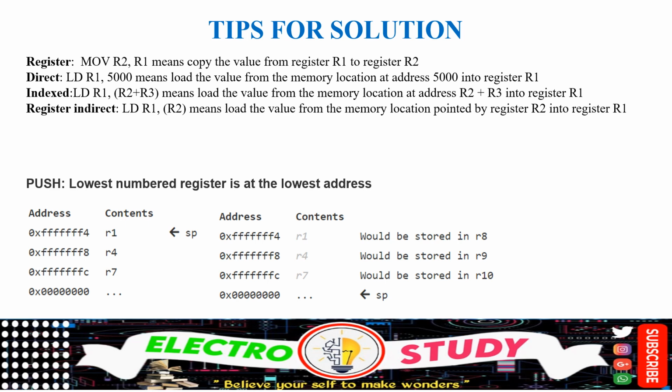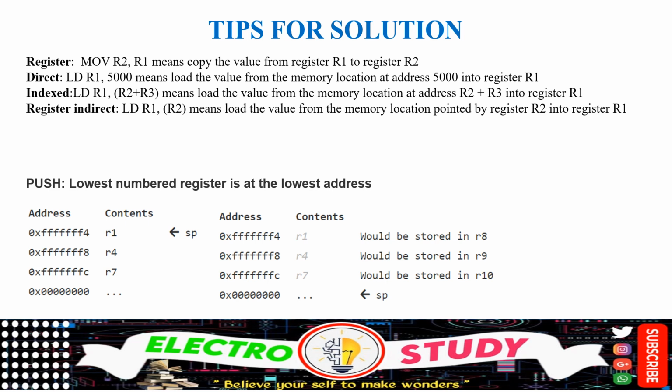Moving on to the next question, that is the first question, tips. Register, it is nothing but you're going to move R2, R1. So the content in R1 will be moved to R2. Direct, so you're loading R1, 5000. It means that this value is loaded to R1. Directly it is being loaded.